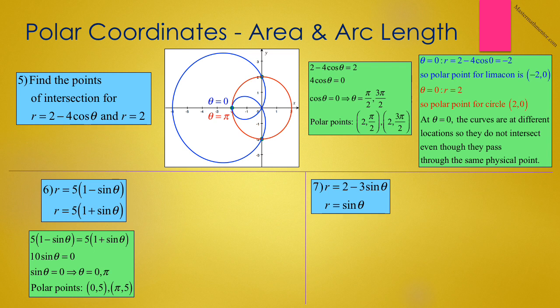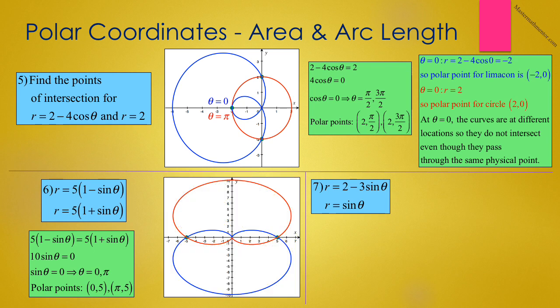Number 6 reads r is equal to 5 quantity 1 minus sine theta and r is equal to 5 quantity 1 plus sine theta. Setting them equal to each other, we end up with 10 sine theta equals 0, and that gives us sine theta equals 0, meaning that theta is at 0 and pi. So our polar points are (0, 5) and (pi, 5). The graph confirms the 2 points of intersection. The third point, the origin, is reached by the red curve when theta is equal to pi over 2, and by the blue curve when theta is equal to 3 pi over 2.